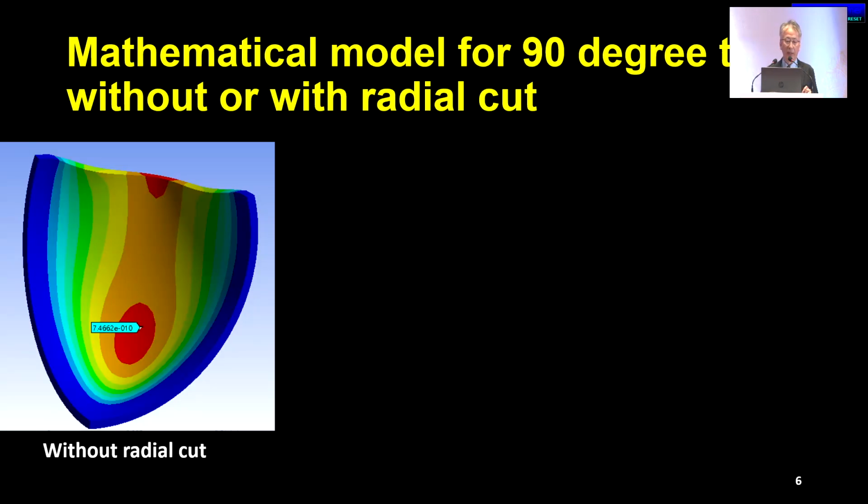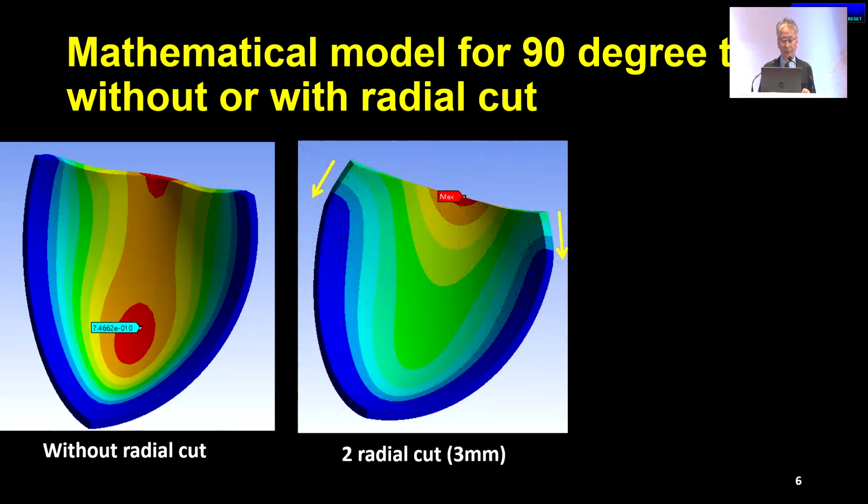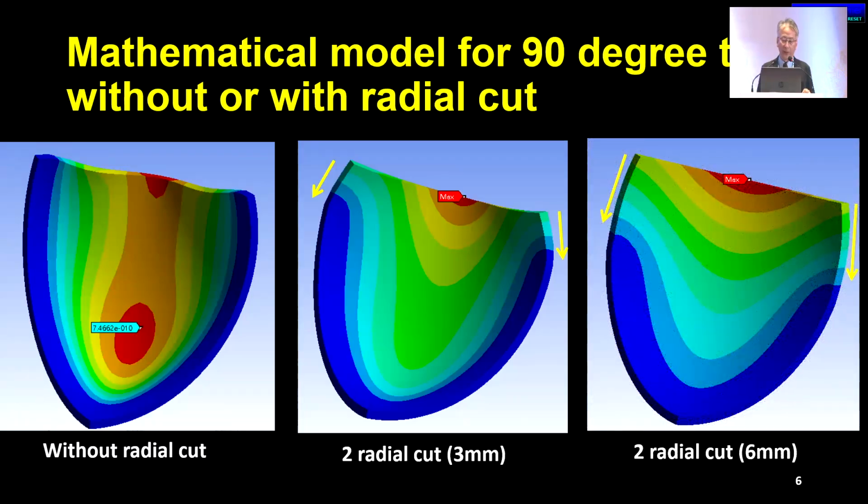And this will be shown in the mathematical model for a 90-degree tear without or with radial cut. So if you have no radial cut, the gravity will draw the subretinal fluid towards the posterior. With a radial cut of 3 millimeters, it's like this. With a deeper radial cut, you can have less subretinal fluid trapped at the center.